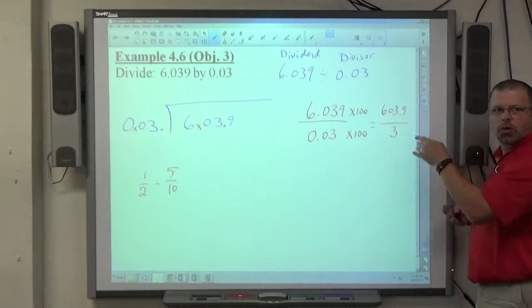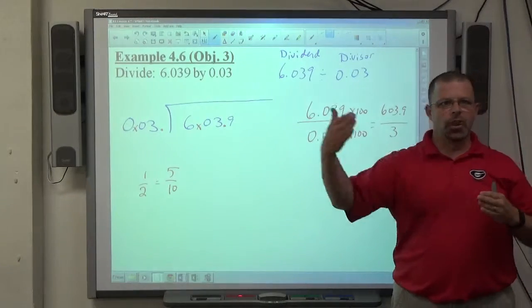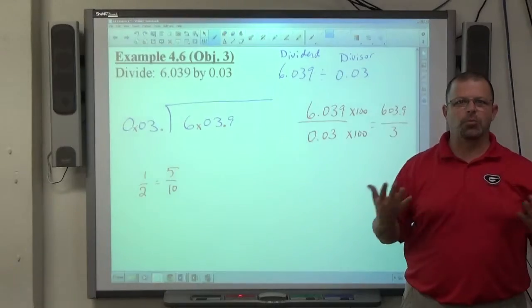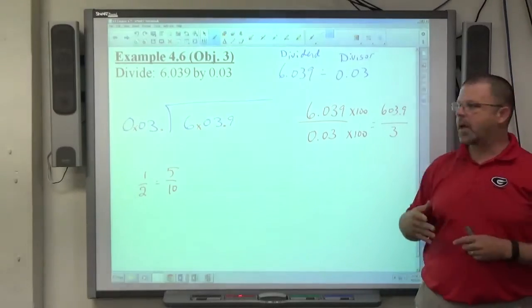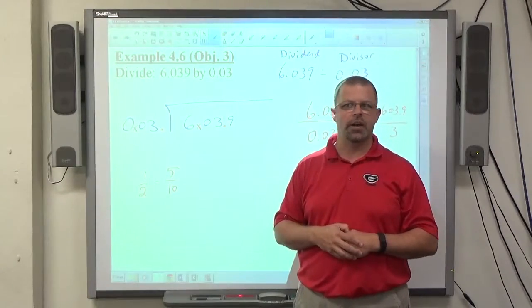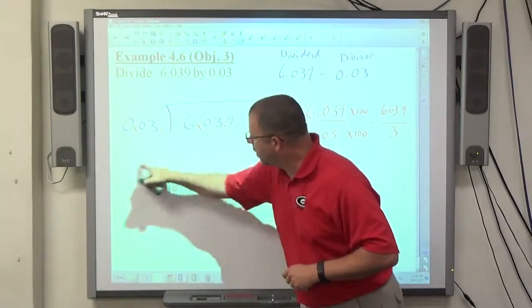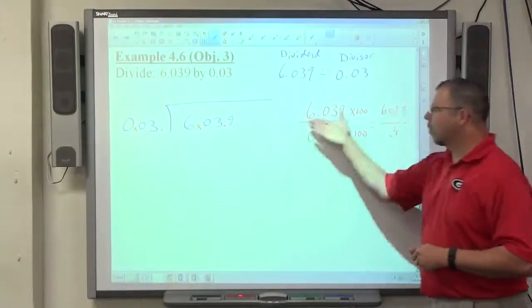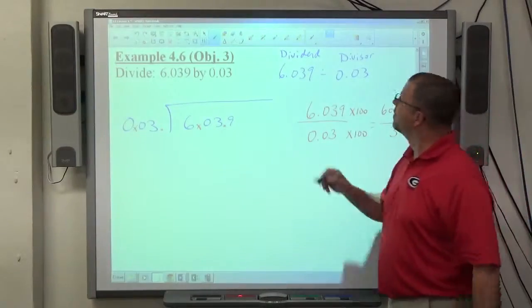That's all we're doing, multiplying by a power of 10 to move those decimals. Both decimals have to move the same amount. That's why it works. And again, we want this number to be a whole number because it's easier to divide whole numbers than it is to divide decimals. So that's why we want to do it. This is why it works. And then it's just a matter of division.